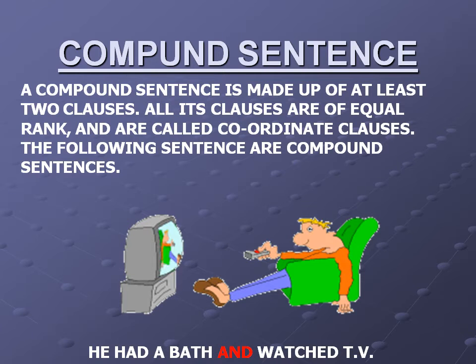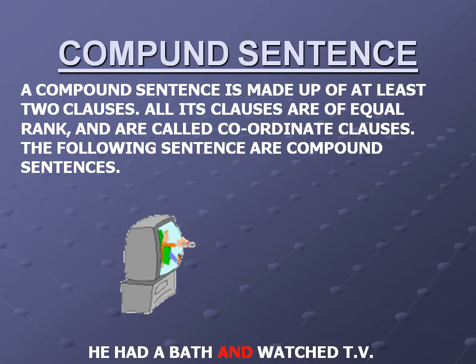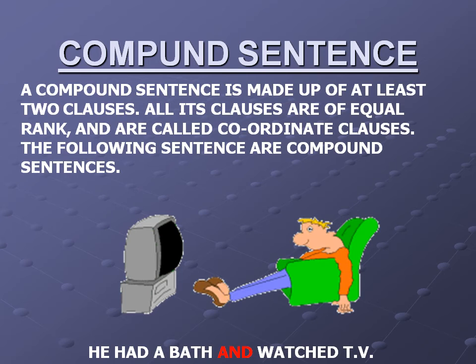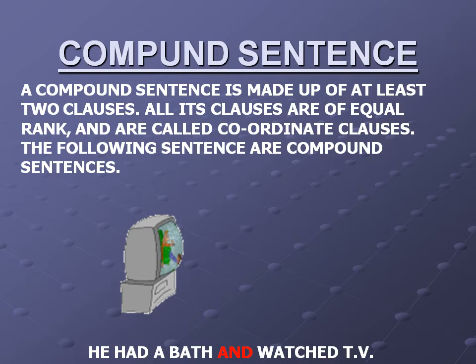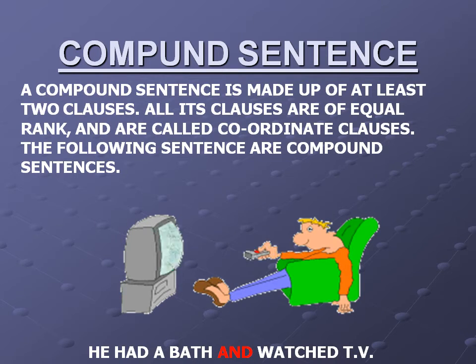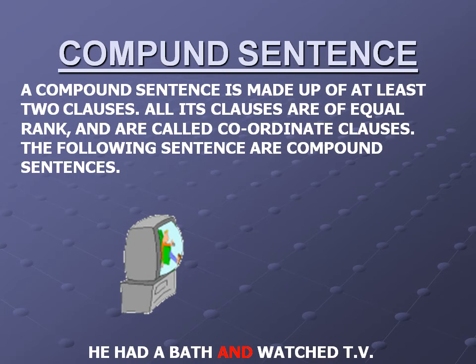Compound sentence. A compound sentence is made up of at least two clauses. All its clauses are of equal rank and are called coordinate clauses. The following sentences are compound sentences. For example, he had a bath and watched TV. Here, and joins the clauses of a compound sentence.